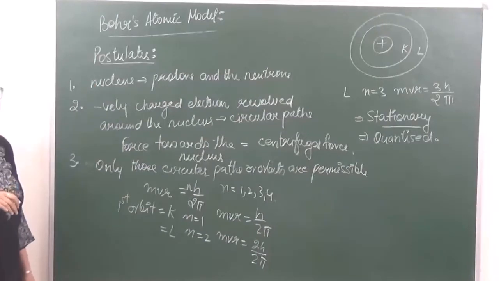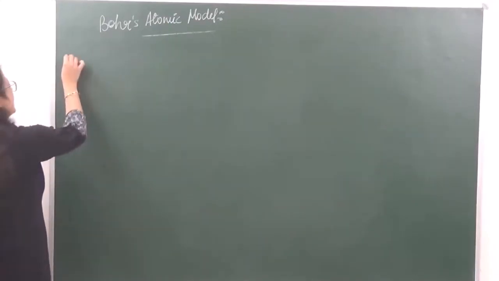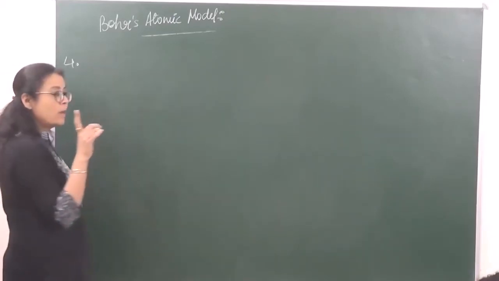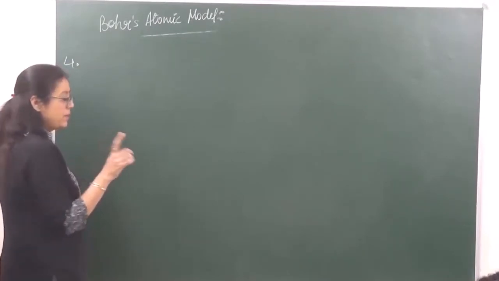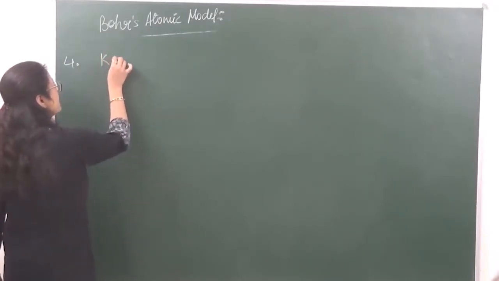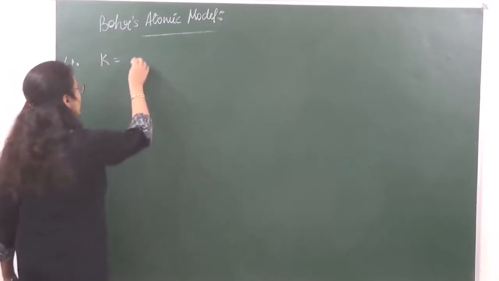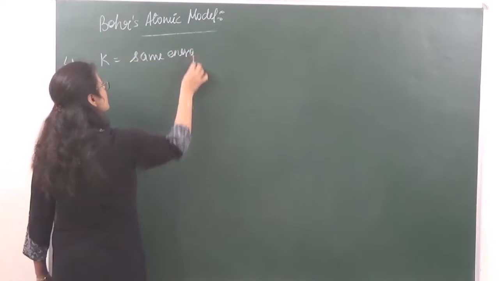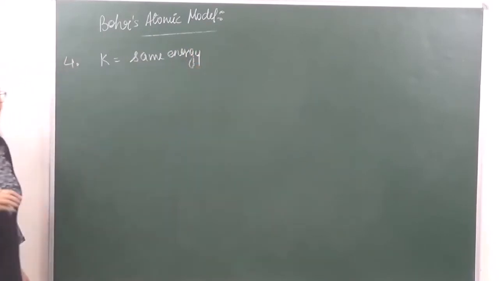It has a fixed value for each orbit. Then the fourth postulate of Bohr's atomic theory was that when an electron is staying in one particular orbit, say the electron that is staying in K, it will have the same energy. The energy does not change till an electron shifts from one energy level to the other.